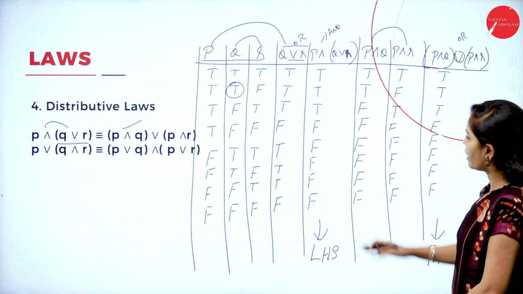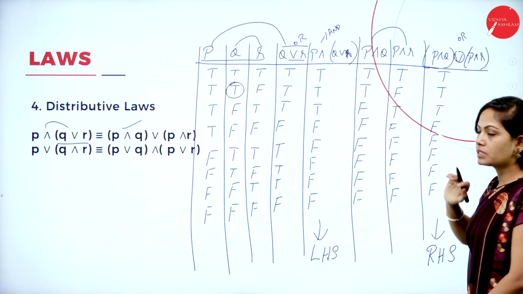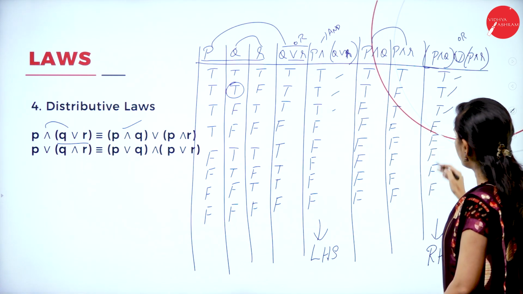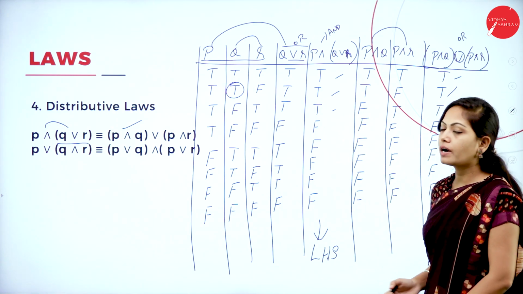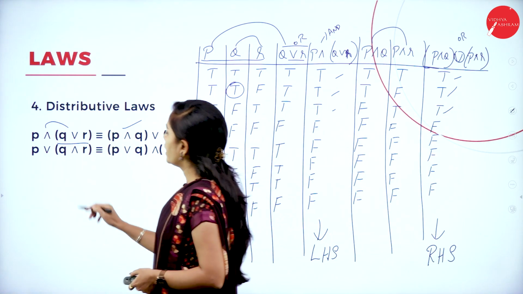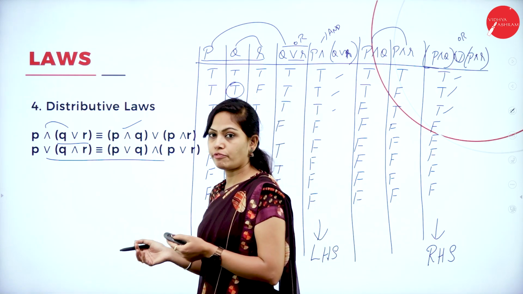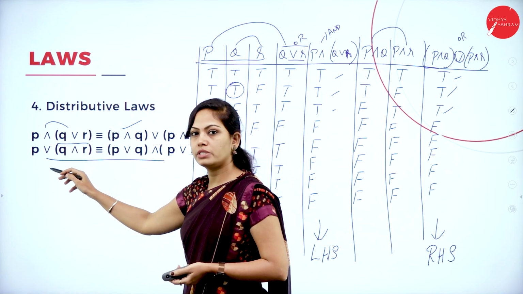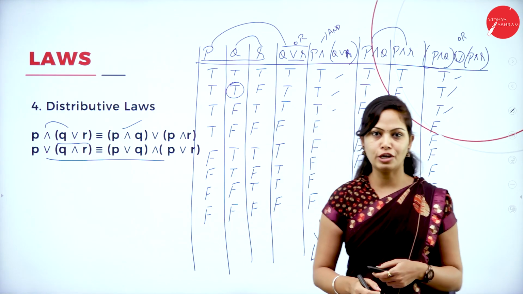Now you can cross verify the LHS truth values and RHS truth values. The first three conditions are true and the remaining conditions are false. So it is equivalent because both truth values are the same. So this is called the first distributive law. For the second law also you can construct the truth table and verify it is equivalent. Here, instead of OR, we are using the AND operation. Like this you can construct the truth table for all the laws.